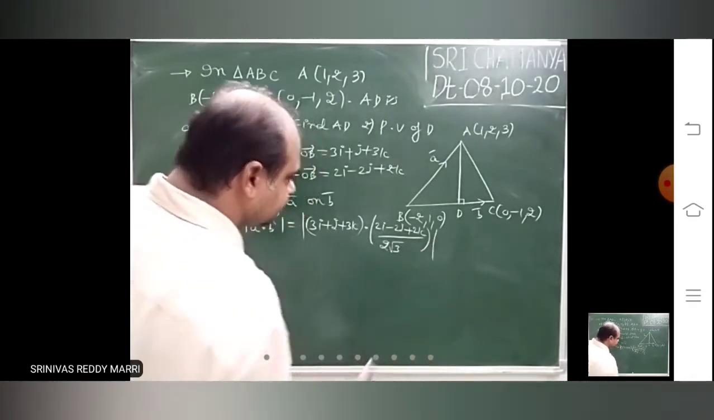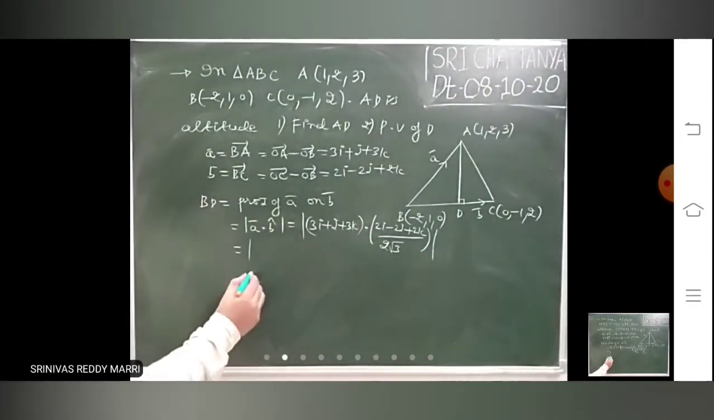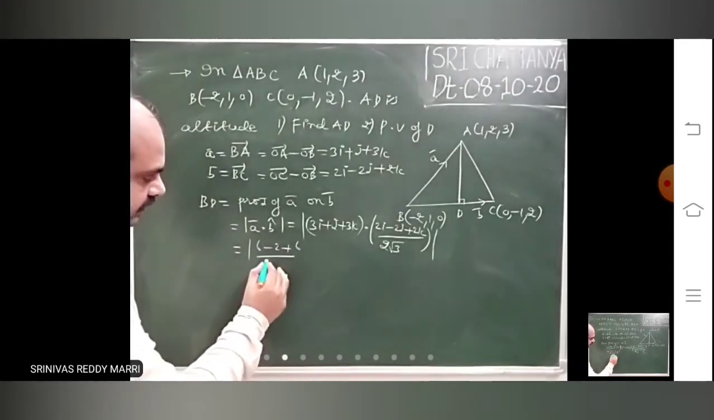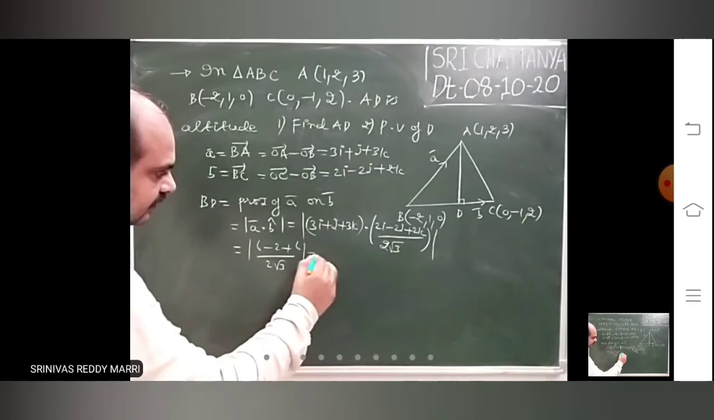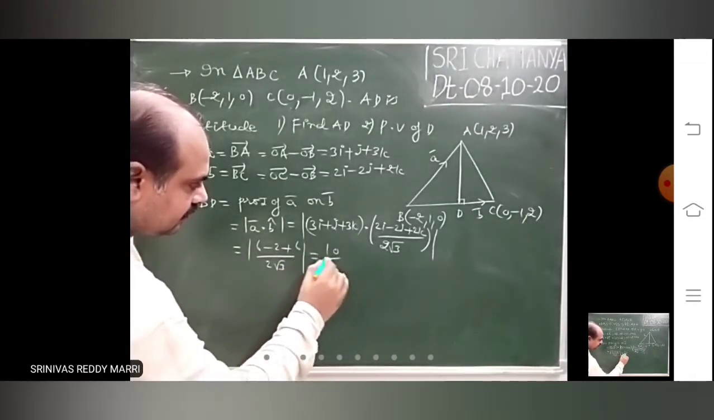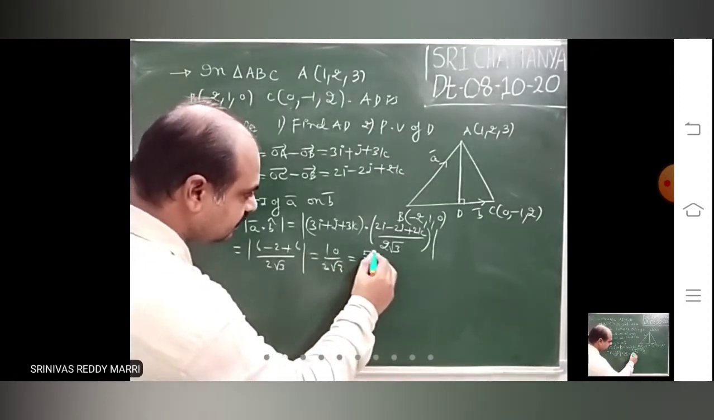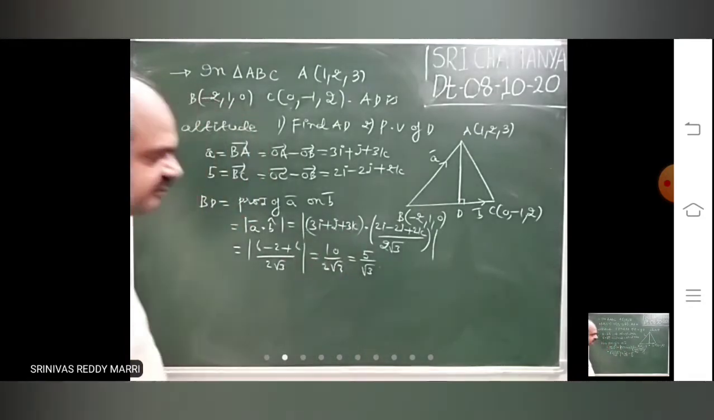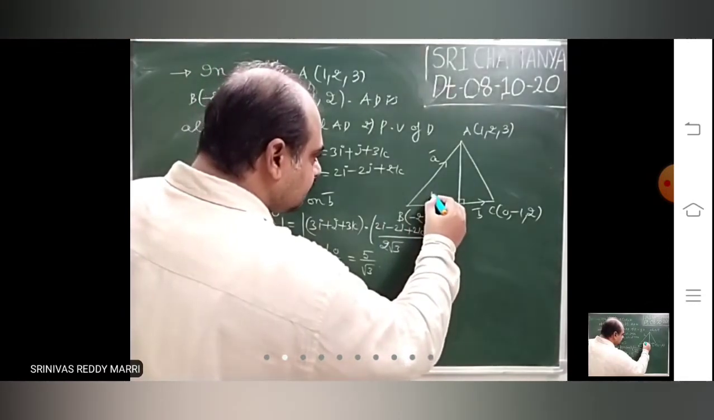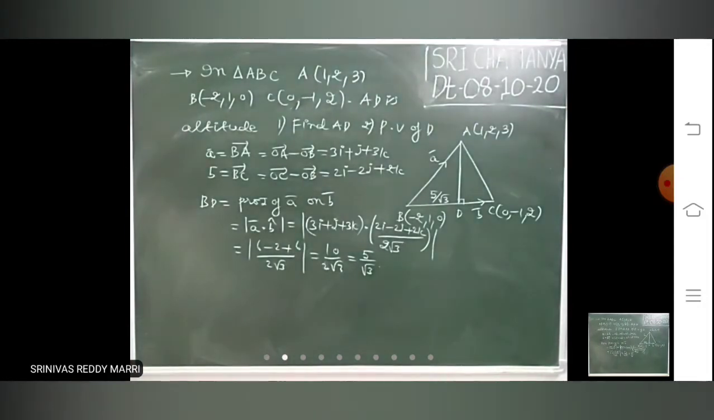So what will you get? Dot product means modulus of 6 minus 2 plus 6, divided by 2 root 3. That means 10 divided by 2 root 3. So that means this length BD is 5 by root 3. I got 5 by root 3.